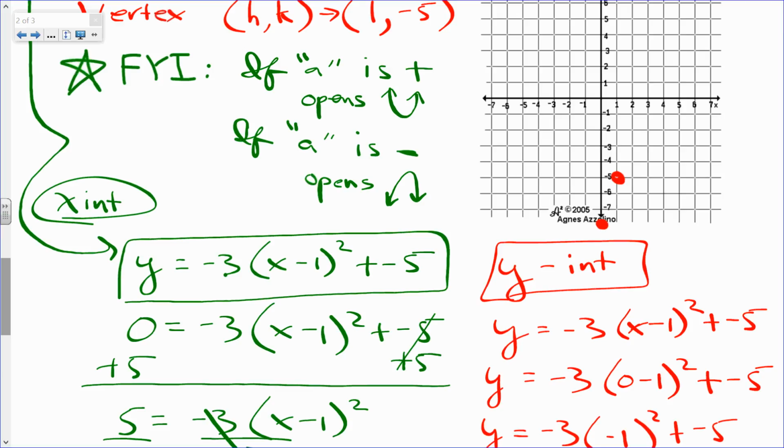Remember, it was opening down, right? So it makes sense. This parabola is coming up to the vertex and coming down, like that. No x-intercepts. It'll never cross the x-axis.